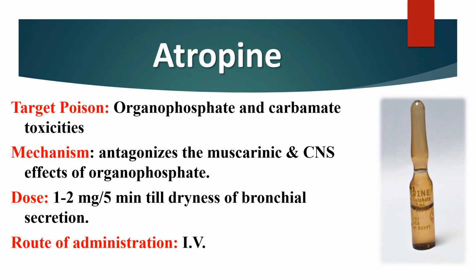Okay, the mechanism: it antagonizes the muscarinic and CNS effects of organophosphorus. The muscarinic effects are remembered by DUMBELS: D for diarrhea, U urination, M miosis, B bronchial secretion, L lacrimation, and emesis. The antidote of all these muscarinic manifestations is atropine. We give it intravenous at a dose of 1 to 2 milligram every 5 minutes until what end point? This is important. We give atropine until dryness of bronchial secretion, not until dilatation of the pupil or another effect.